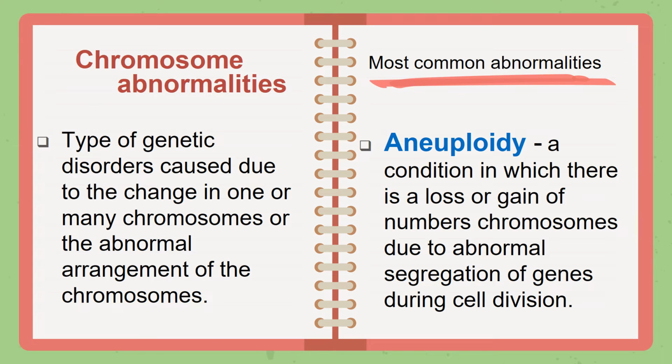First, what are chromosome abnormalities? It is a type of genetic disorder caused by the change in one or many chromosomes or the abnormal arrangement of the chromosomes. The most common abnormality is what we call aneuploidy. It is a condition in which there is a loss or gain of numbers of chromosomes due to abnormal segregation of genes during the cell division.